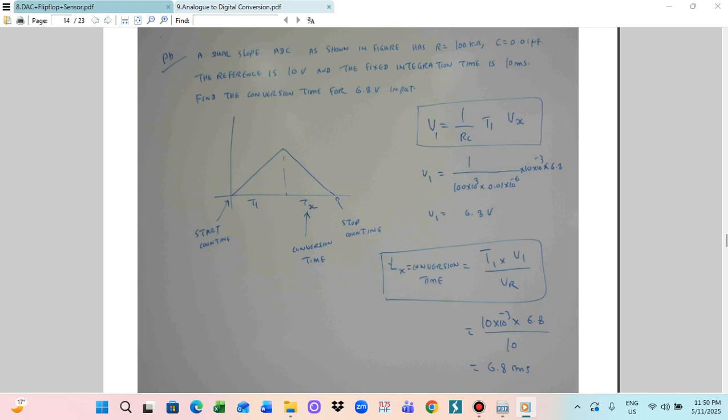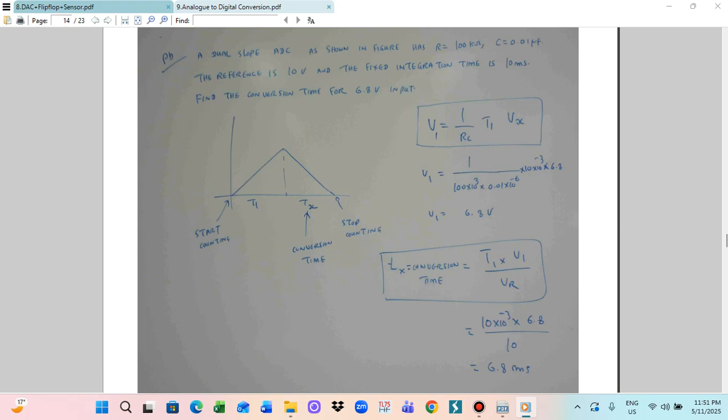So firstly we have to calculate. In this case, the input is 6.8 volt, T1 is given as 10 milliseconds, the resistance value is 100 kilo ohm, and the capacitance is 0.1 microfarad. You can calculate this voltage V1.